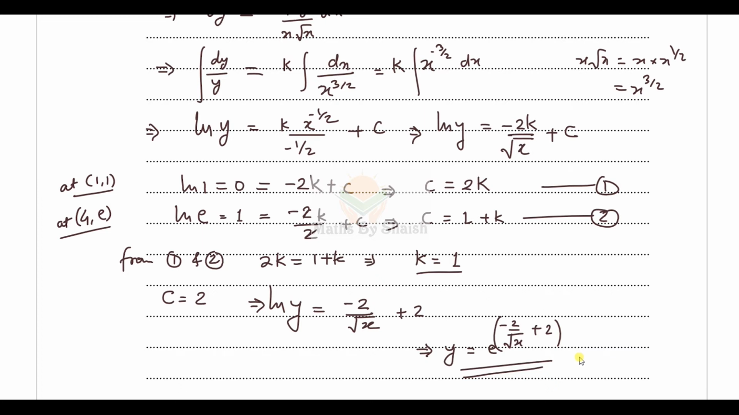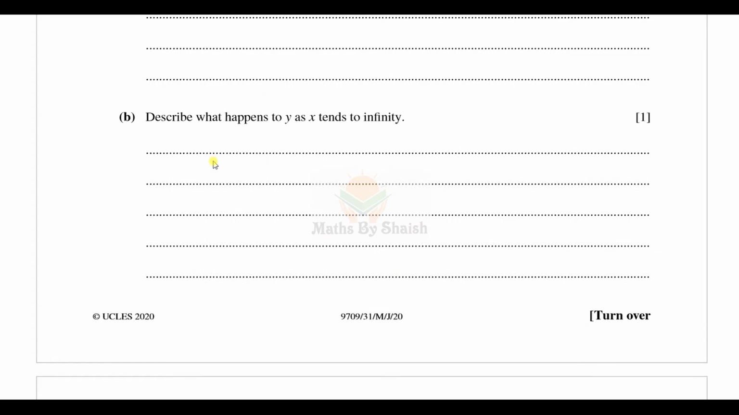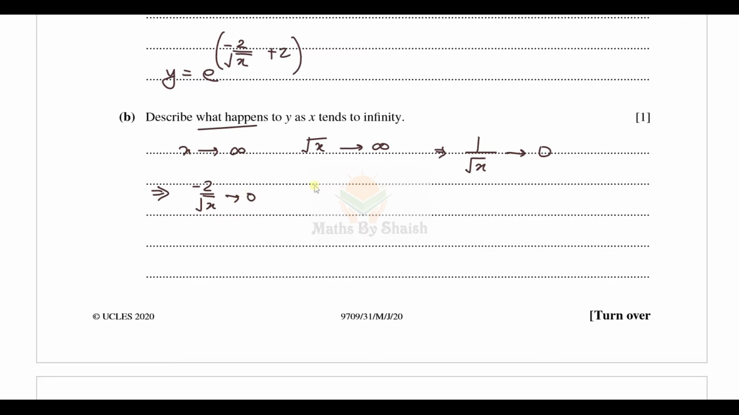So let's do the next question. Here's the next part of it, B part. What happens to y as x tends to infinity? So we'll write it again. y is equal to e raised to the power minus 2 over root x plus 2. So let's find out. If x tends to infinity, root x tends to infinity, and hence 1 upon root x tends to 0, and hence we can say that minus 2 upon root x tends to 0. So y tends to e raised to the power 0 plus 2, that is e raised to the power 2.